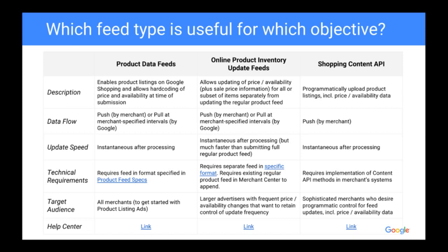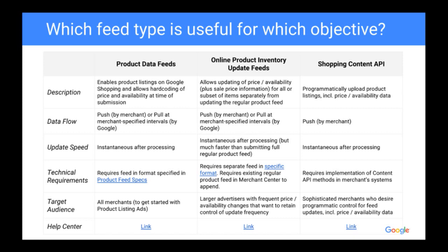The online product inventory feed is then used, as we said before, whenever you have a price change or an availability change on a subset of your products. And the Shopping Content API, again, is where you push data to us at whatever time you want, whenever you make a change to your product data. So it's always in sync. And so whatever you have on your website is more or less immediately reflected on Google Shopping as somebody searches for that bike or searches for that toaster.